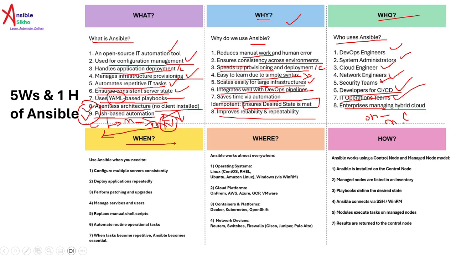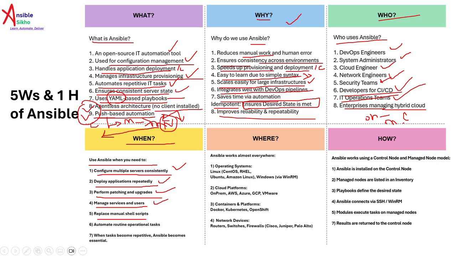When to use Ansible? When we require multiple configuration changes on a large environment consistently and repeatedly, we have to use Ansible. To deploy applications repeatedly, we have to use Ansible. To perform patching and upgrades, you can use Ansible to ease your task and avoid any human intervention or human errors. It can be used to manage services and users on a large scale.